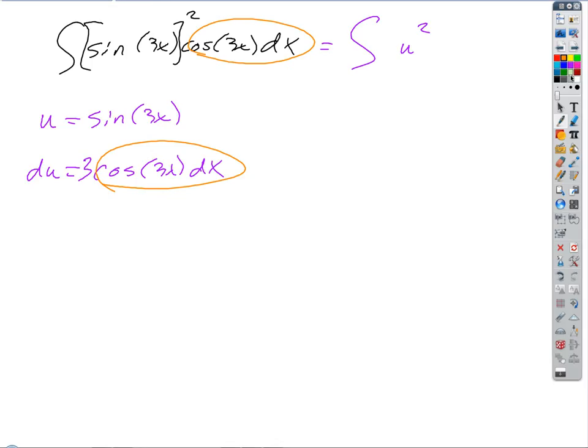Okay? Exactly. And then that gets us to the very same integral we took a second time, right? So this is going to be 1/9 u cubed plus c, but now there's only one substitution to reverse. So that gives us 1/9 times sine 3x cubed.